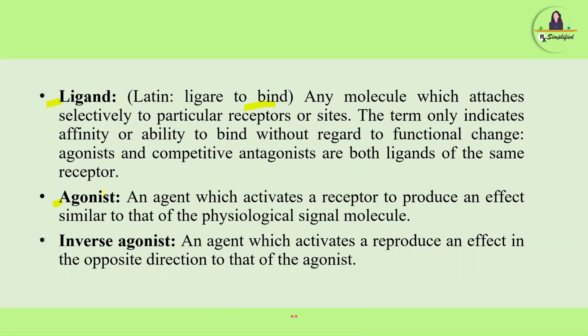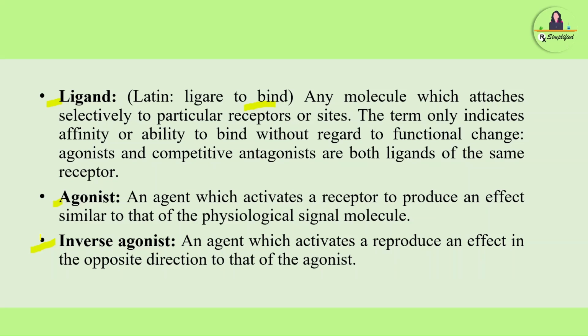So barbiturate is an agonist. Next is the inverse agonist, an agent which activates a receptor and produces an effect in the opposite direction to that of the agonist. For example, suppose an agonist binds to the receptor, activates the receptor and suppose increases the ion concentration.